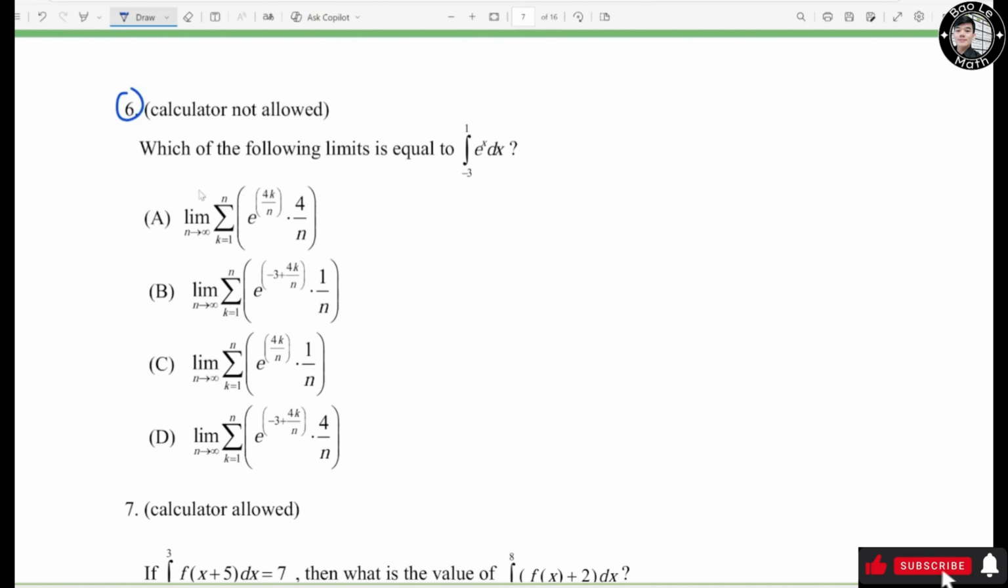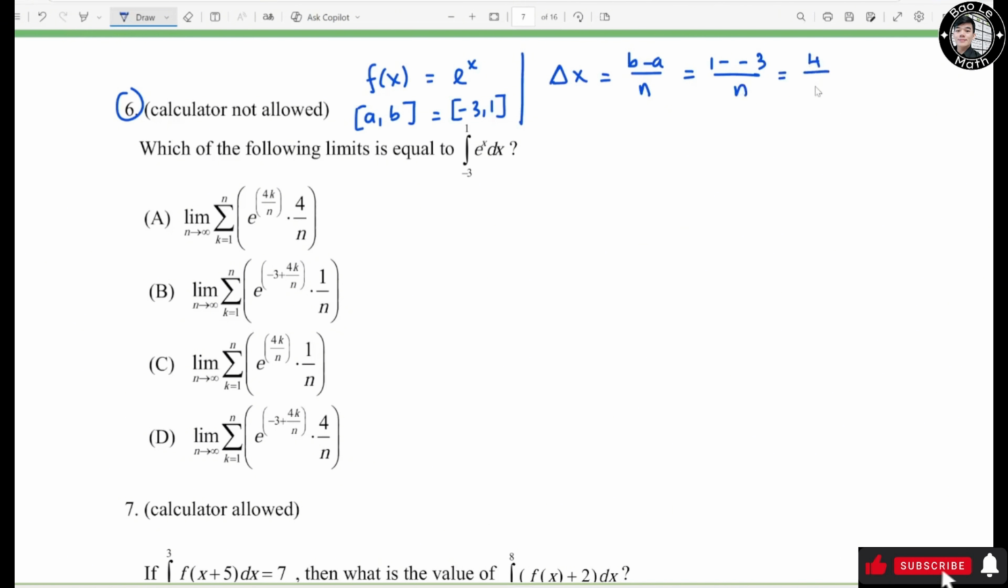Now question 6. Which of the following limits is equal to this guy? Alright, so we know that the function f of s is e to the s, right? The interval a, b equals -3, 1. So we have delta s equals b minus a over n. It's going to be 1 minus -3 over n, so it's going to be 4 over n. So we need to eliminate b and c. Delta s is right here.